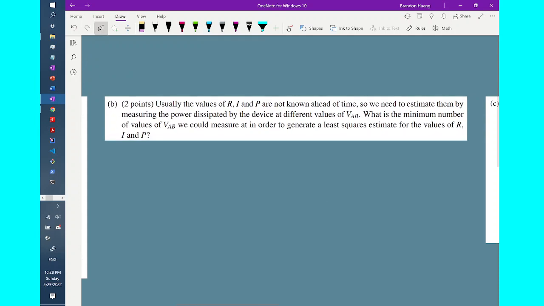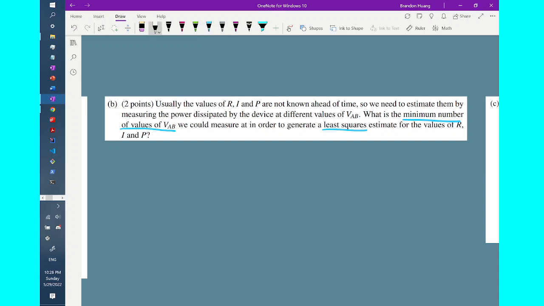So now let's move on to the second part of the question. Usually the values of RIP are not known ahead of time, so we need to estimate them using some sort of way. And in this case, it is revealed that this way is called least squares. So what is the minimum number of values of VAB we could measure to generate a least squares estimate?